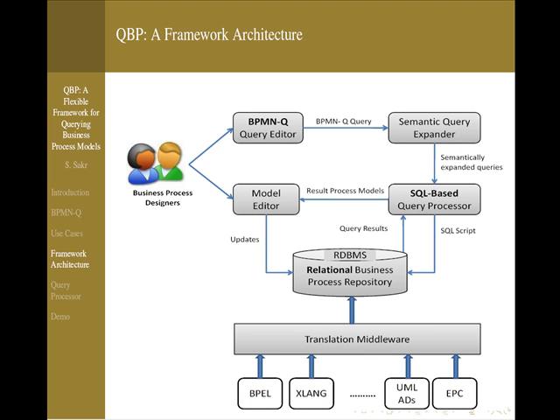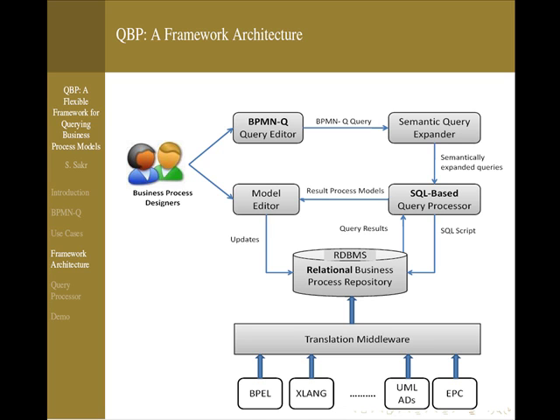The architecture of our framework consists of 6 main components. The first component is the translation middleware. This component translates the business process model from a specific language syntax to the proprietary internal representation. So this middleware can translate models from the BPEL language, XLANG, UML activity diagrams, or ABC notation. The second component is the relational business process repository, which is a central database that stores an abstract uniform representation of the enterprise process models.